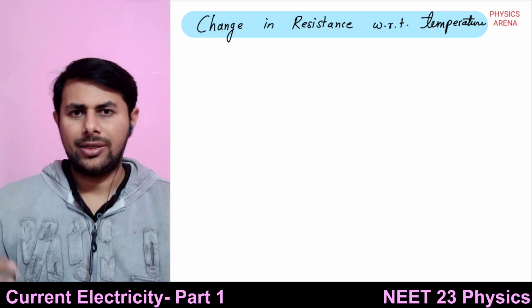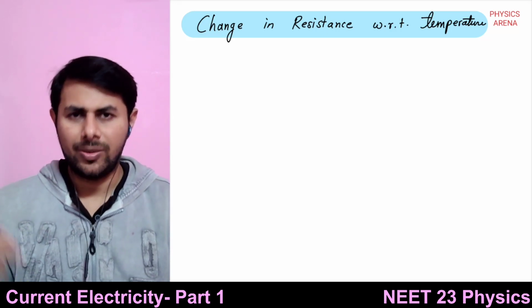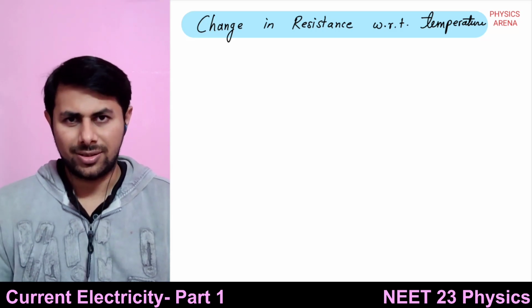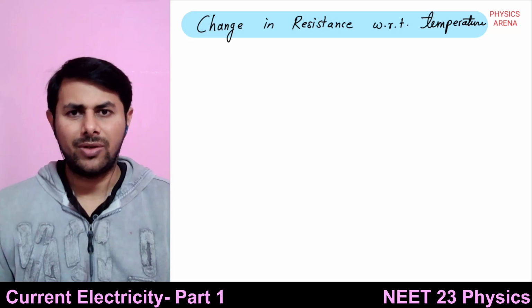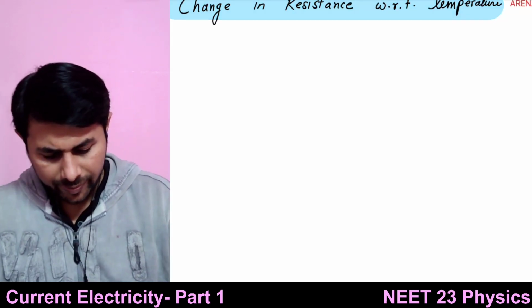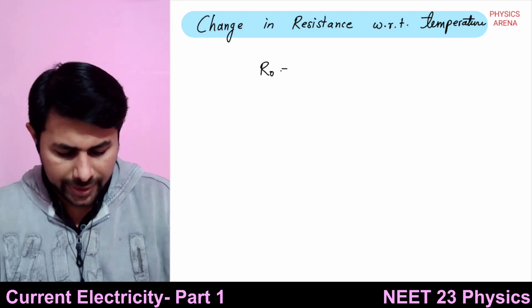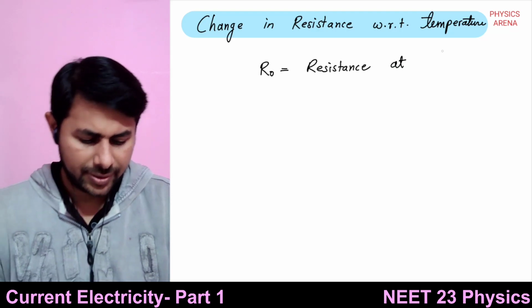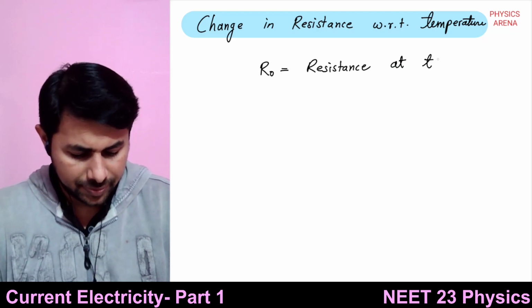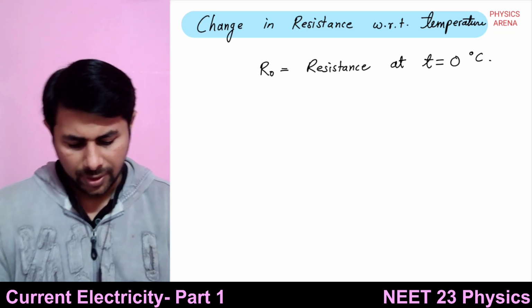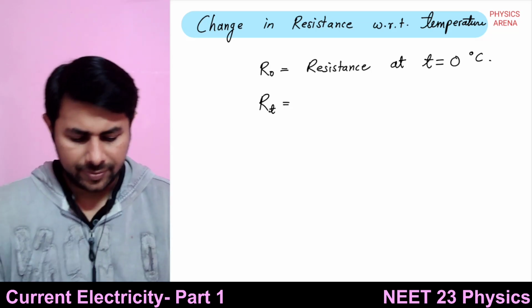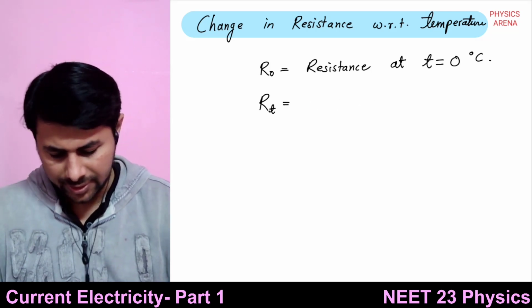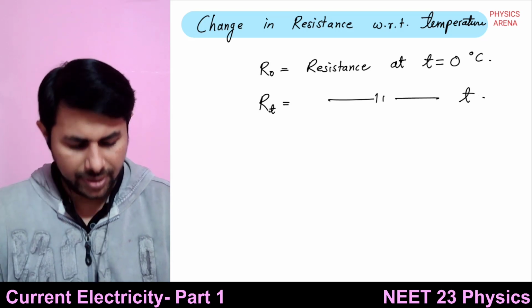So suppose you increase the temperature. If you increase the temperature, then what will happen? For metals, the resistance will increase. So suppose R naught is the resistance at T equals 0 degrees Celsius, we can say. RT is the resistance at temperature T.